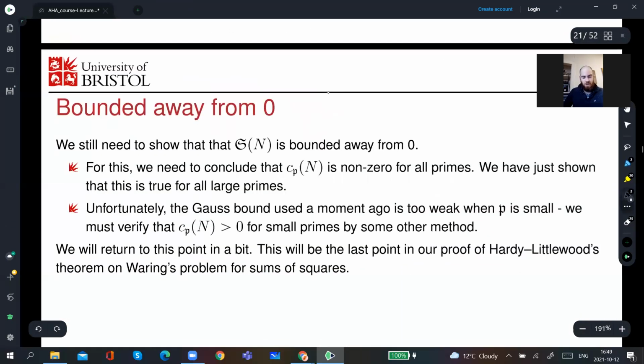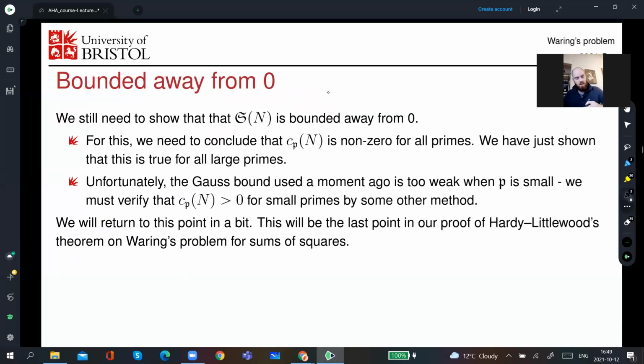This error term is a bit too small. Sorry, a bit too large. Remember, if I took p equals 2, I don't know that I'm close to 1. That error term is big enough to where it could say that C2 of n is 0. And then if I have 0 in my product, everything's 0. I'm just killed from there. But what does that mean? That means that we're going to have to do something else in order to get around that.